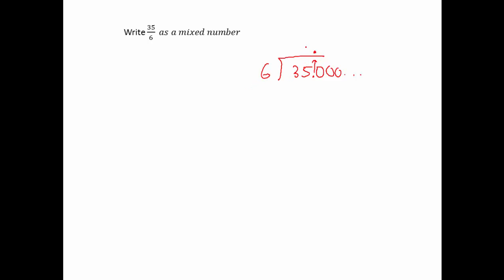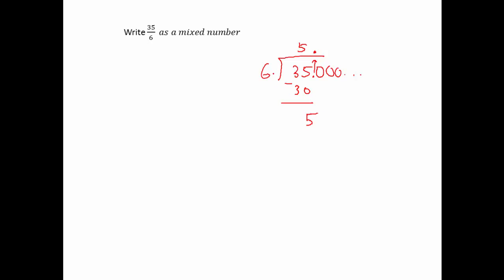6 times 6 is 36, which cannot work because 36 is bigger than 35. So 6 times 5, yes, 6 times 5 is 30, right? So that's good. 6 times 5 is 30. 35 minus 30 gives you 5.